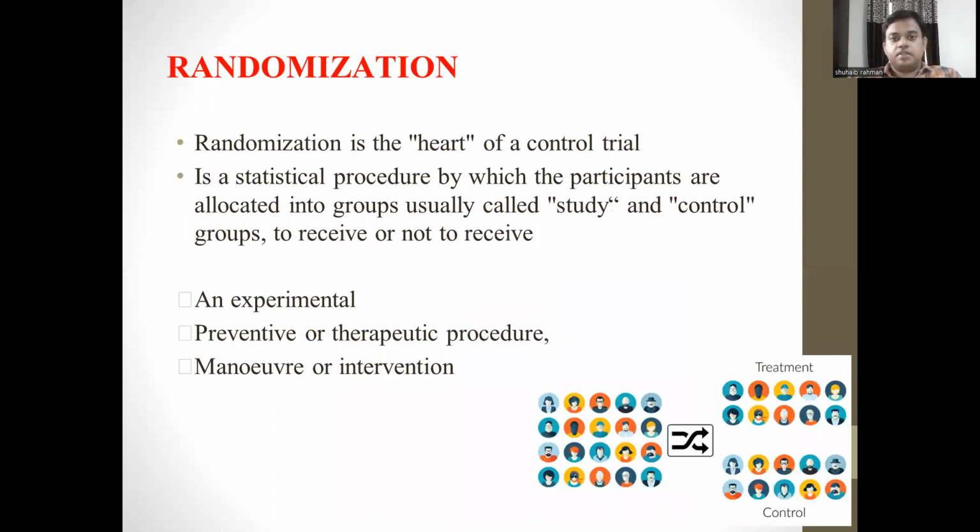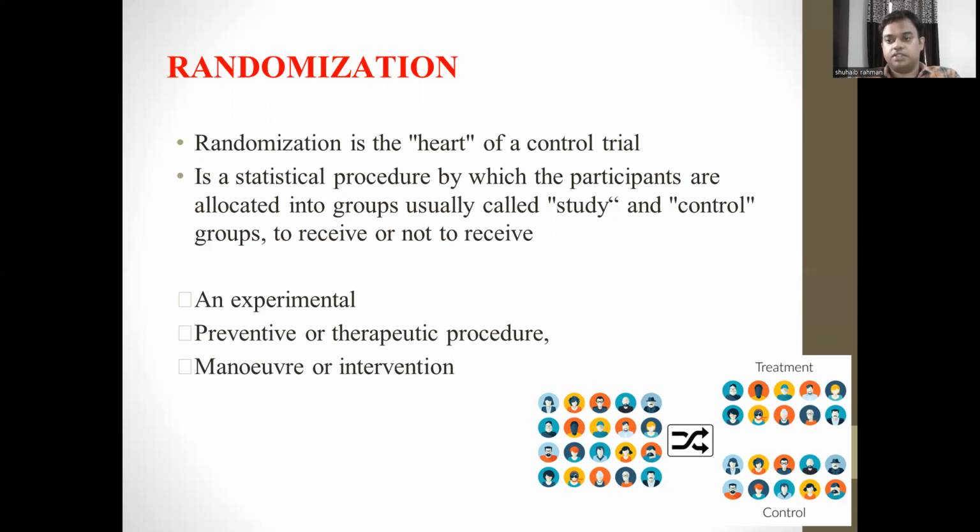So the next step is the main step, called randomization. It's called the heart of the controlled trial. It's basically a statistical procedure by which the participants are allocated into groups, usually a study group and a control group, to receive or not to receive an experimental, preventive or therapeutic procedure or intervention. It's a statistical procedure based on randomization.